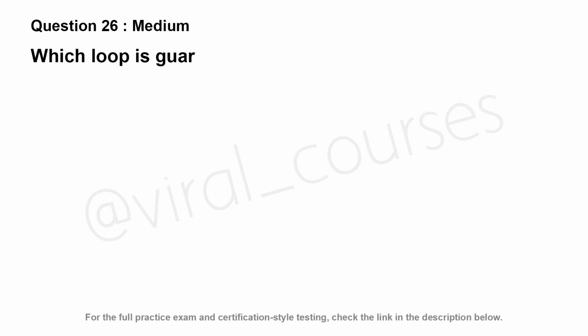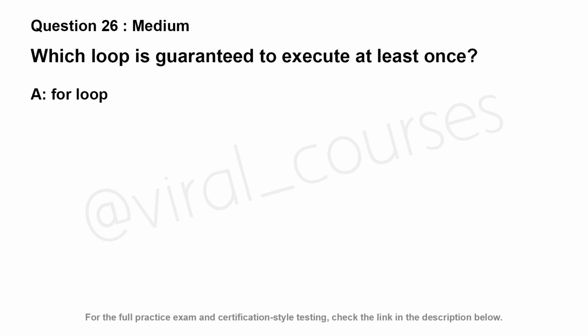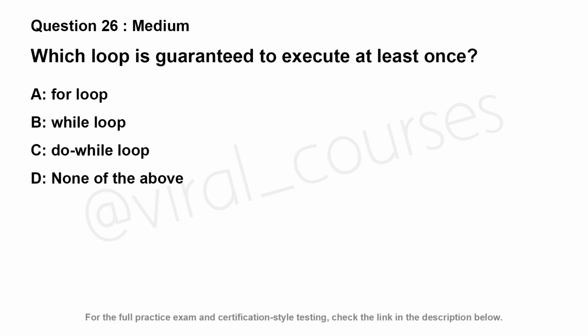Which loop is guaranteed to execute at least once? Option A, for loop. Option B, while loop. Option C, do while loop. Option D, none of the above.